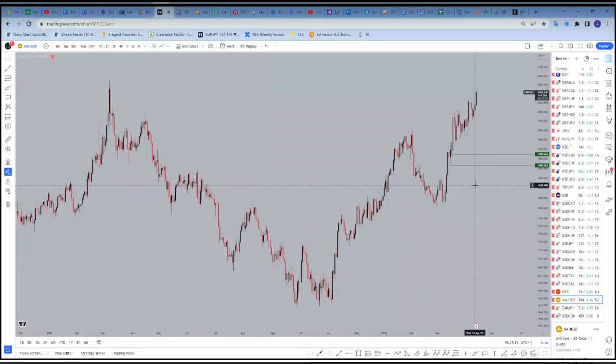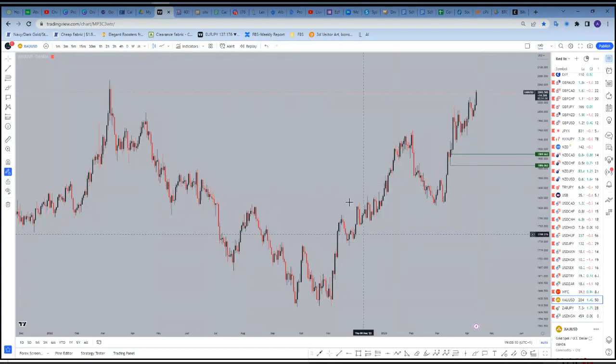So what we use DXY to do is to give us a general overview of the strength or weakness of the dollar. When the dollar is strong, we sell Euro USD, GBP USD, gold, and maybe even Bitcoin sometimes. But when the dollar is weak, it means that we're looking at buying gold, Euro USD, GBP USD. We're possibly also buying Bitcoin, stocks, and indices like US 30 and the likes.